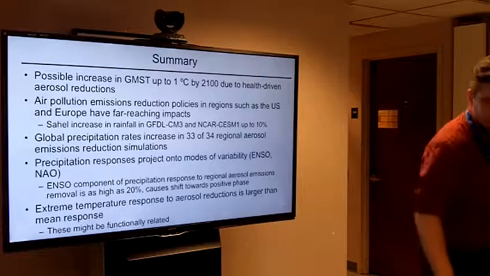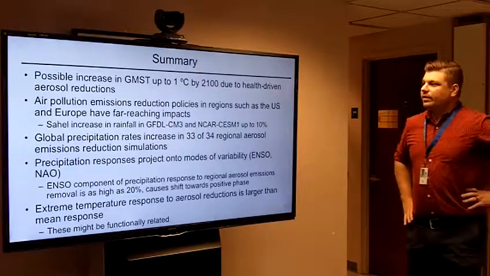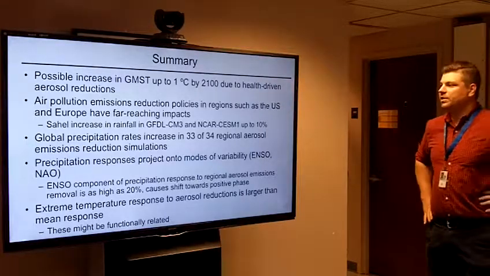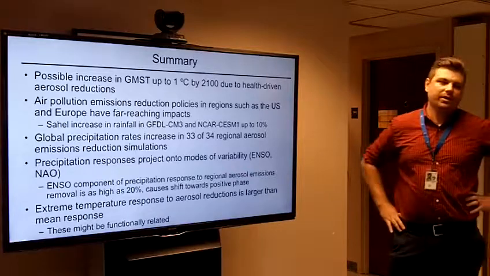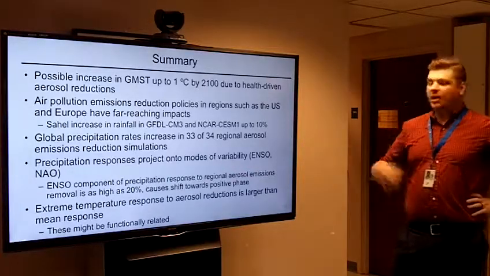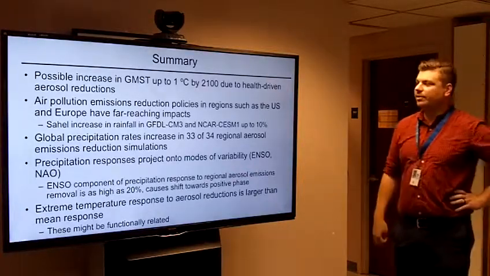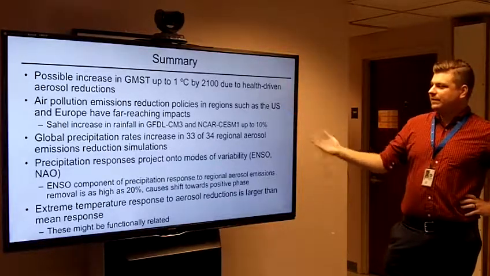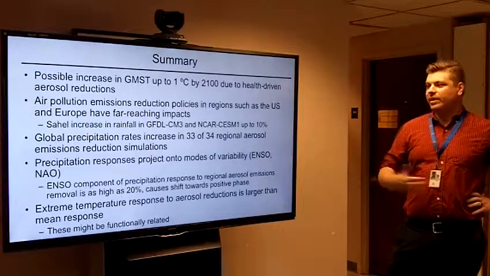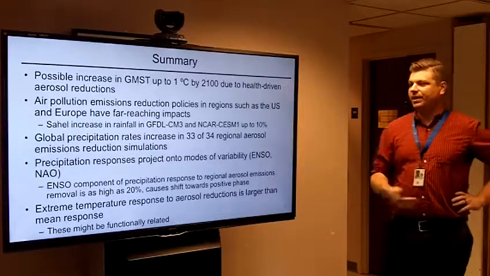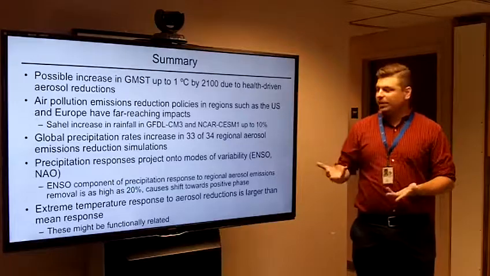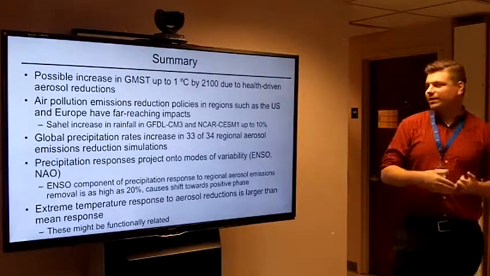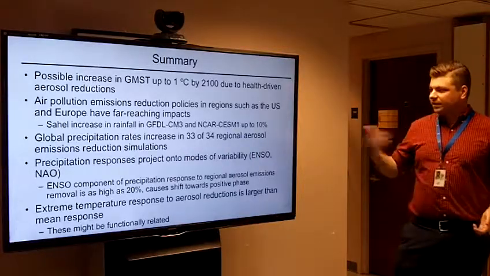To summarize, globally, there could be a possible increase in global mean surface temperature of up to 1 degree Celsius by 2100 due to aerosol reductions from human health concerns, so reducing the air pollution health burden. Air pollution emission reduction policies in regions such as the US and Europe can have far-reaching impacts. I showed that if you reduce SO2 emissions over the US or Europe, you can increase rainfall in the Sahel by up to 10% in multiple models. So we think it's somewhat robust.